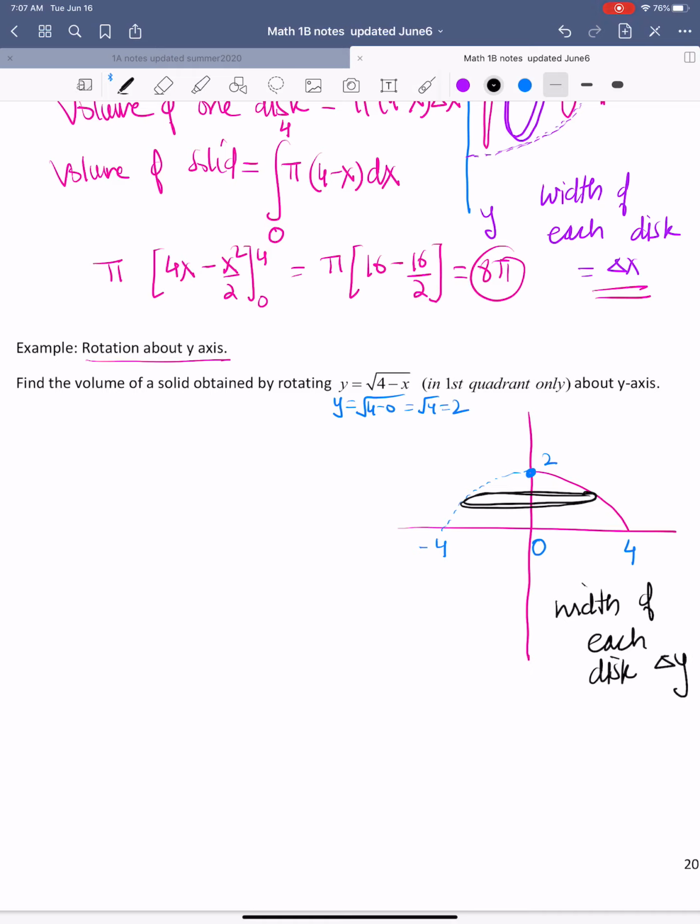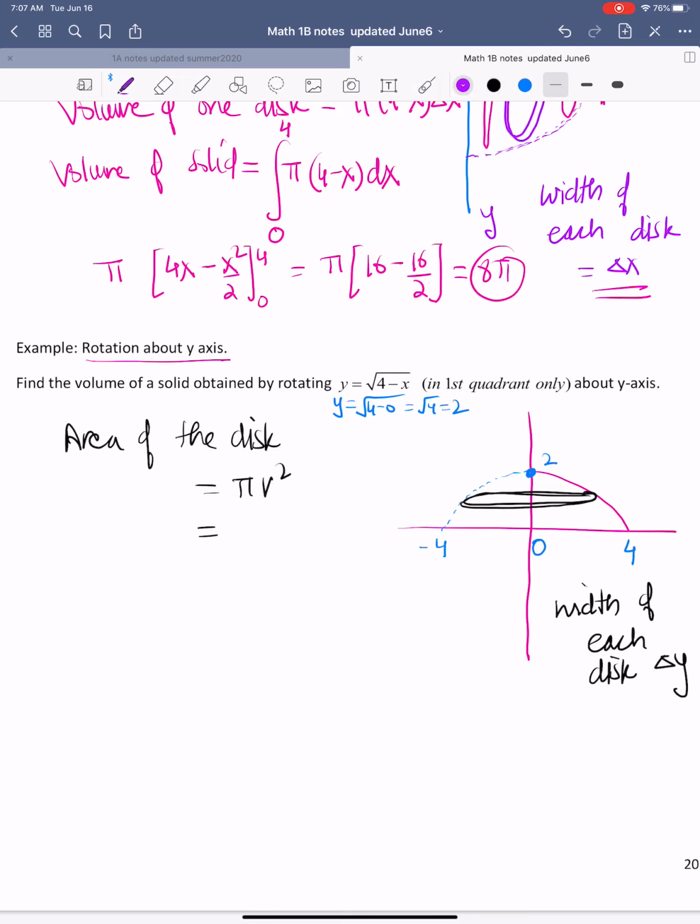That means we want our whole integral in terms of y. Our bounds of integration will also be the y values. Okay, so let's go ahead and find the area of the disk, the area of one disk we are considering. So the area of the disk is pi r squared.